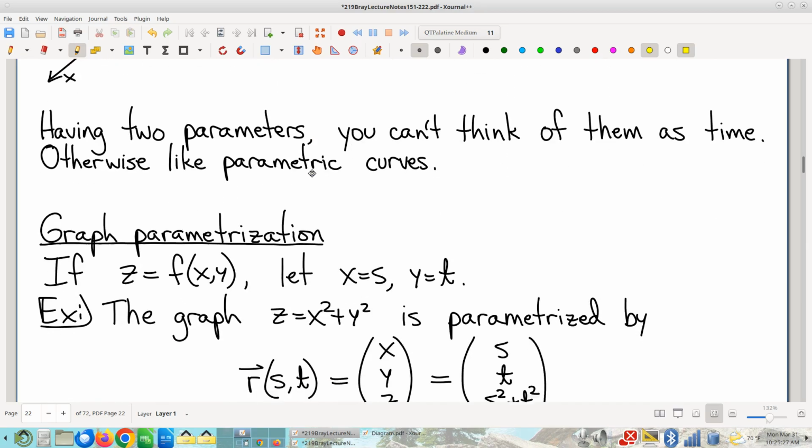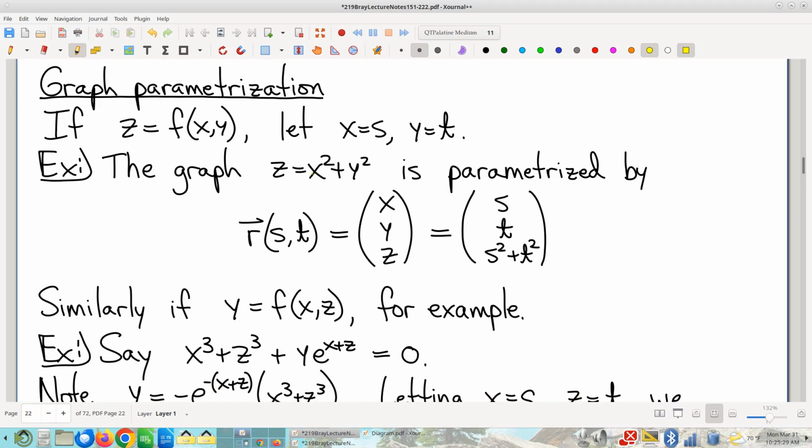Okay, moving along. How do we create parameterizations? Right? We got this great idea we can parameterize surfaces just like we can parameterize curves.